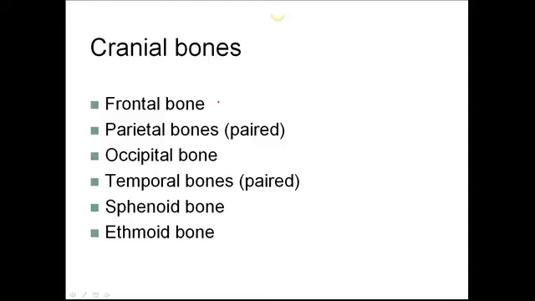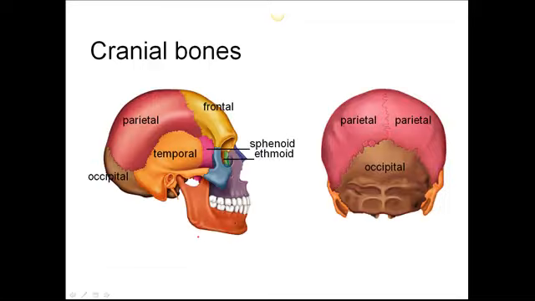The cranial bones, remember these are the ones that enclose your brain, are the frontal bone, 2 parietal bones, those are sort of superior to your ears, 1 occipital bone, that's the back of your head, 2 temporal bones, those are around your ears, a sphenoid bone and an ethmoid bone. You'll see where those are.